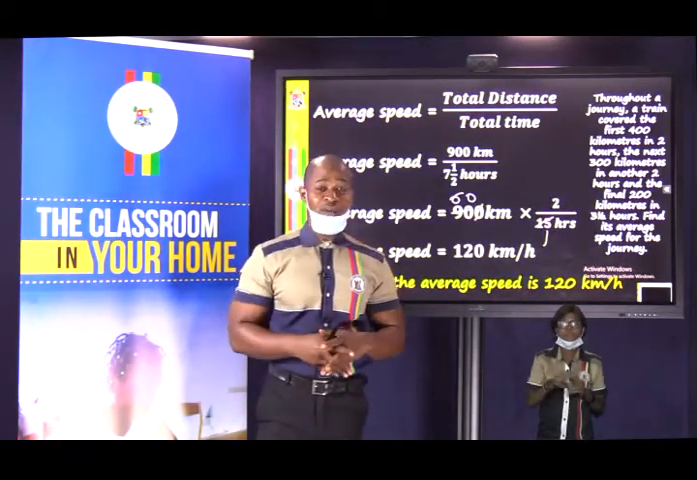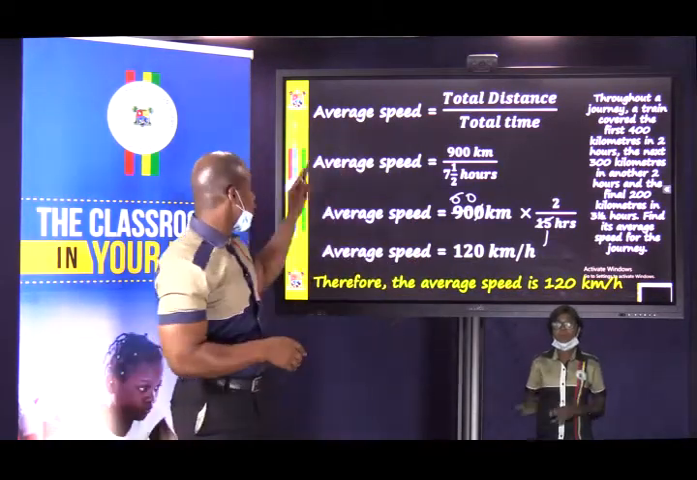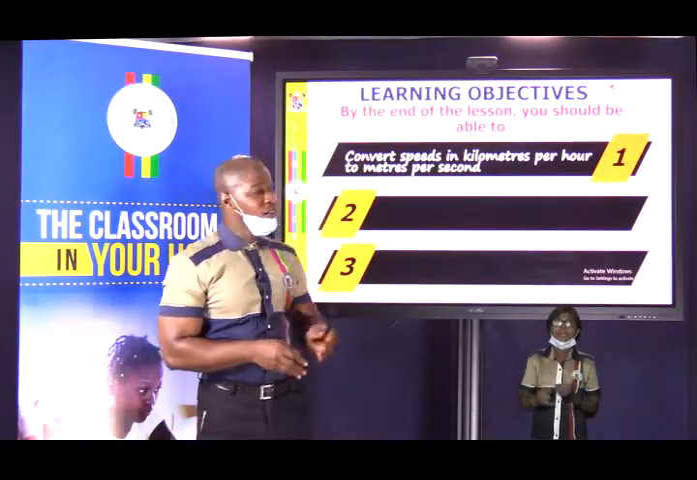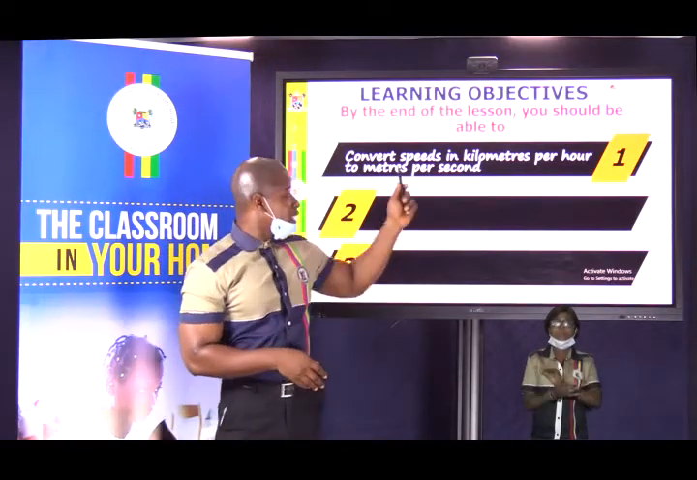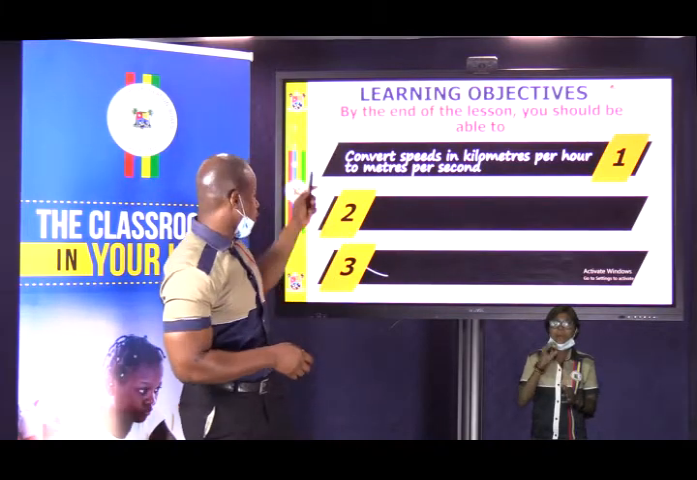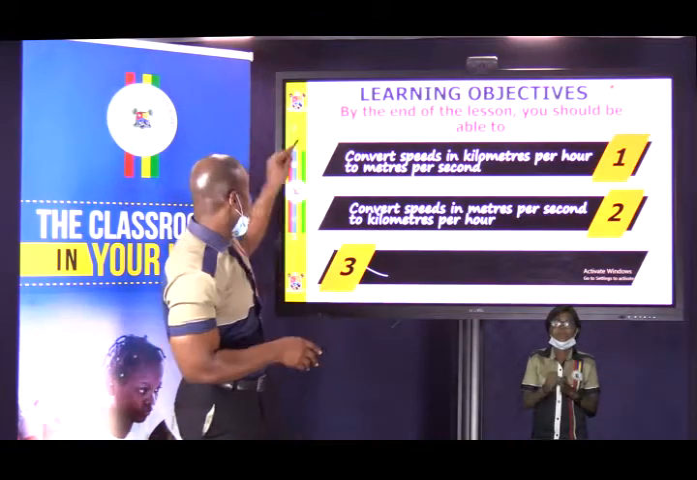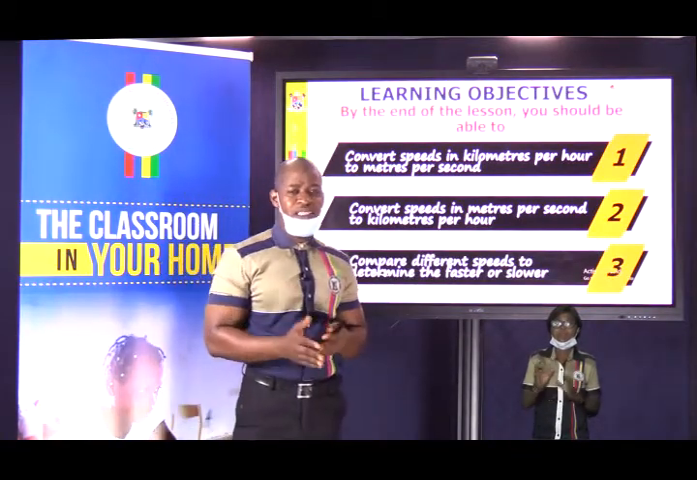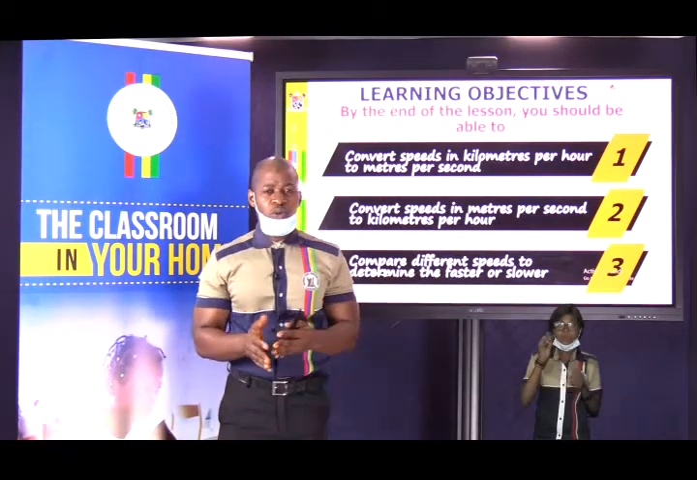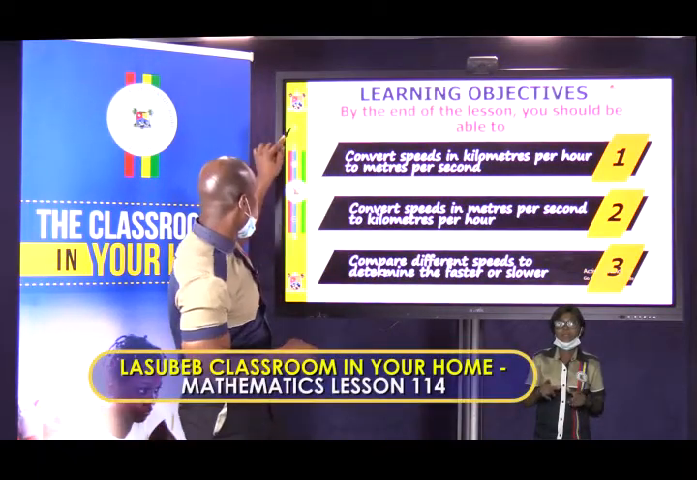So of course, as usual, I will celebrate you with a cheer. Now we move on to today's lesson. But what are the learning objectives? By the end of the lesson, we should be able to convert speeds in kilometers per hour to meters per second. We should also be able to convert speeds in meters per second to kilometers per hour. And finally, we should be able to compare two speeds or three or more to be able to determine which one is faster and which one is slower. How are we going to do all this? Let's just go right into the lesson.